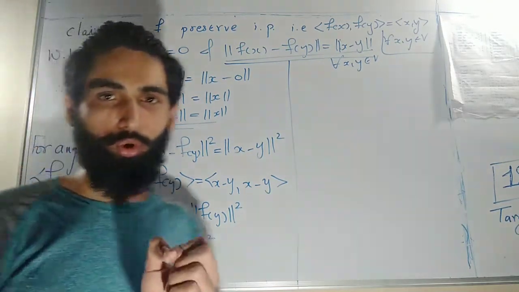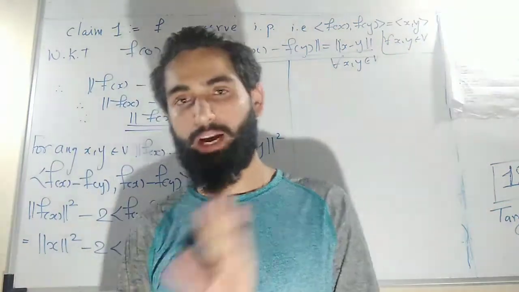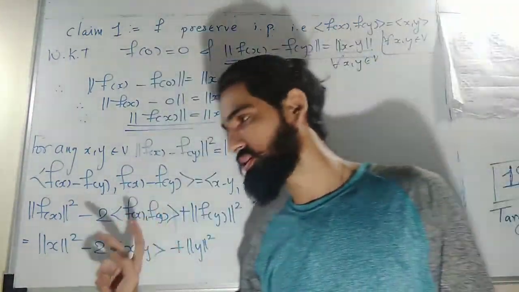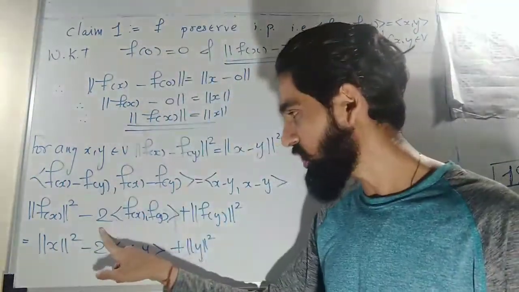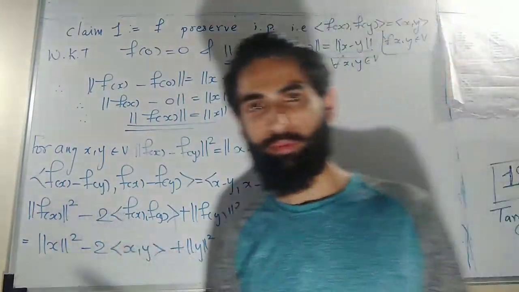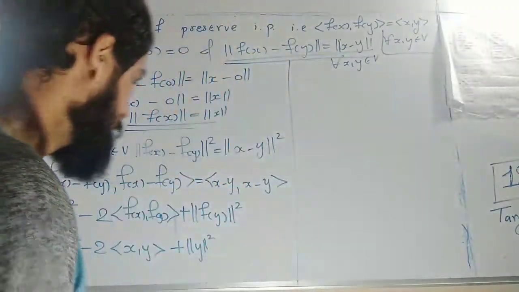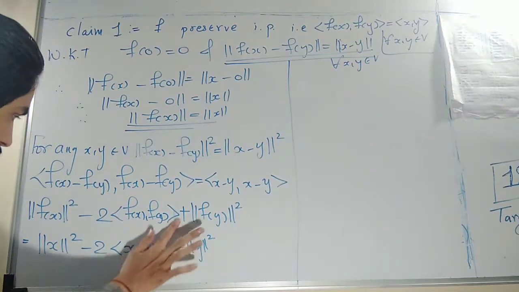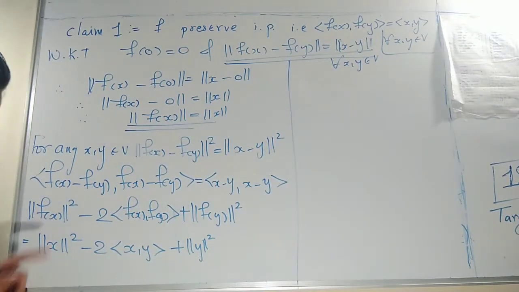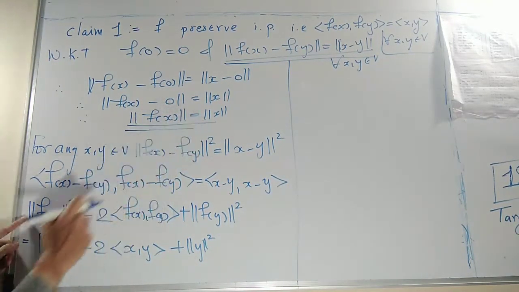Now one more note, since we are working over inner product over R, we can commute this. That means inner product of xy is same as inner product yx. Hence only we can write 2 times of this, right? Otherwise the case would be different, but since we are working on real inner product space, we can do so. Okay, so after this we know it preserves inner product.